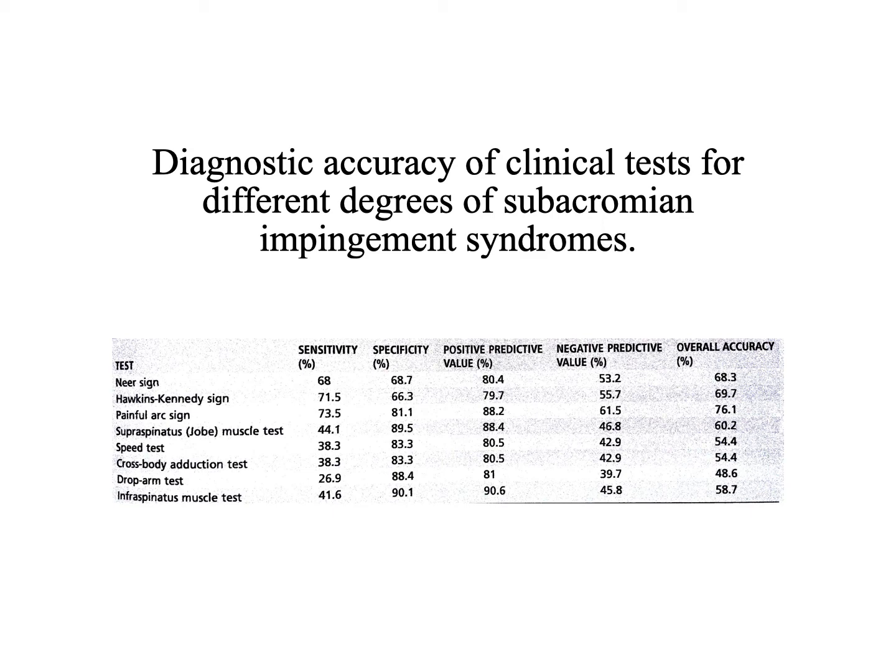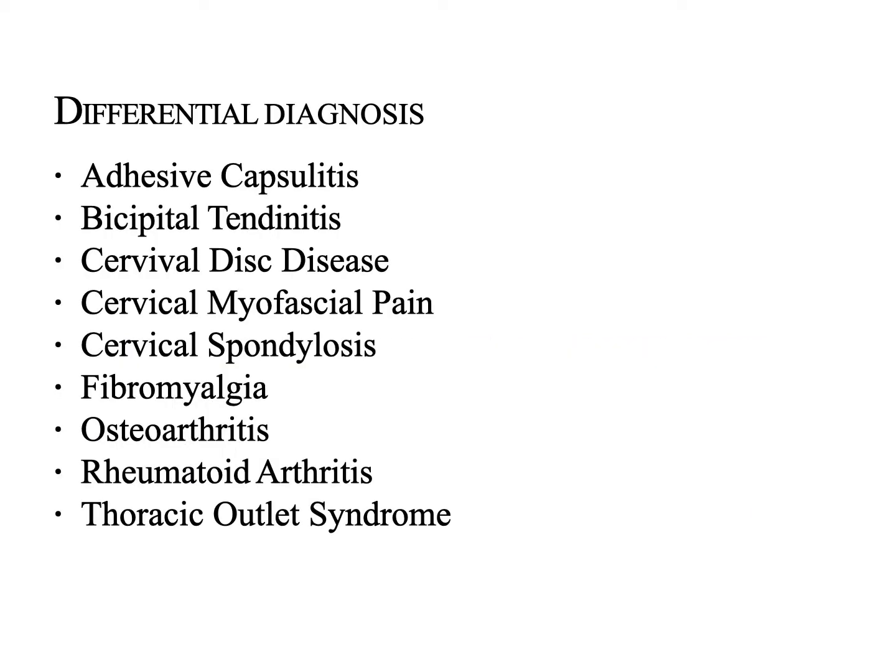Now this is a slide showing the diagnostic accuracy of clinical tests for different degrees of subacromial impingement syndromes. From this table it can be concluded that these tests are very sensitive and specific and they have a good overall accuracy. Differential diagnoses include adhesive capsulitis, bicipital tendinitis, cervical disc diseases, cervical myofascial pains, cervical spondylosis, fibromyalgia, osteoarthritis, rheumatoid arthritis and thoracic outlet syndrome.